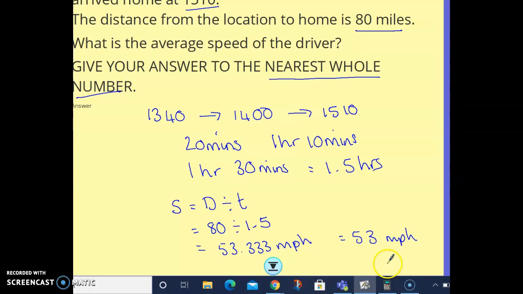Now I'm putting units in here. That's just out of habit. If I was to see your work written down, I would expect units in, but in Moodle we would just put in the 53.